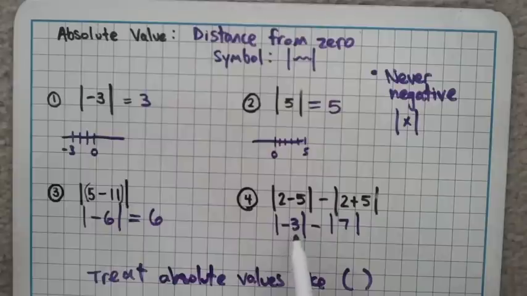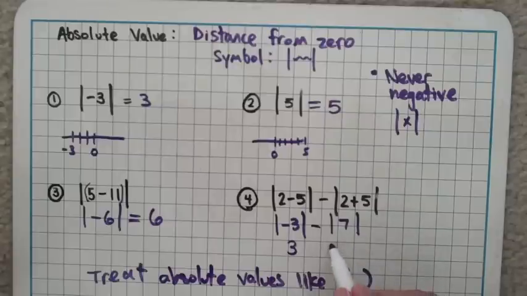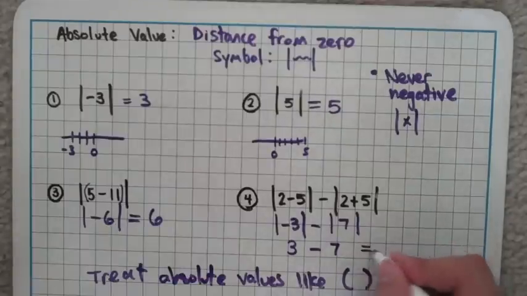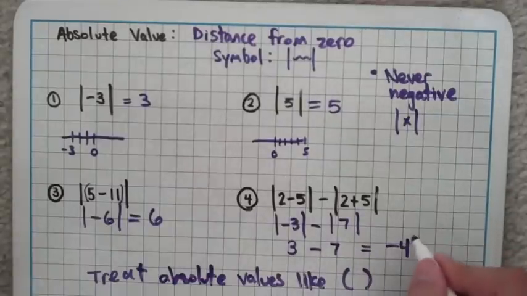Well, the absolute value of -3, I'm going to do the absolute value now. It's going to spit out a +3. Absolute value of 7, still just 7. And we're subtracting right there. So 3 minus 7, my actual answer is a -4.